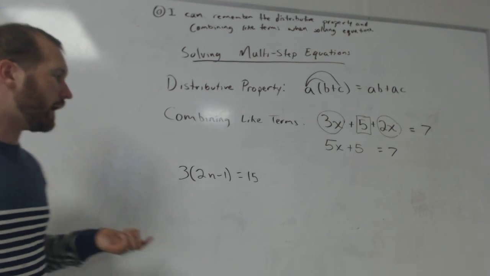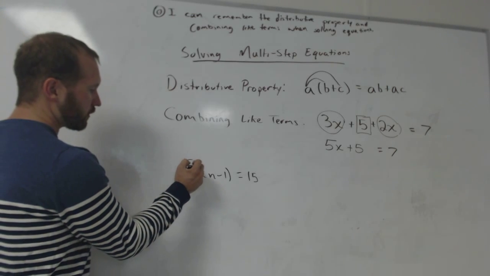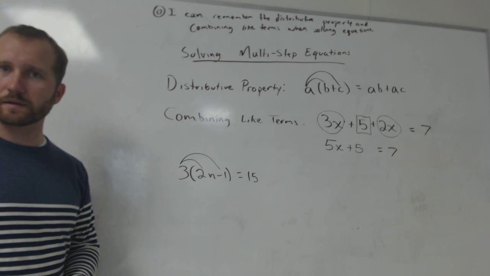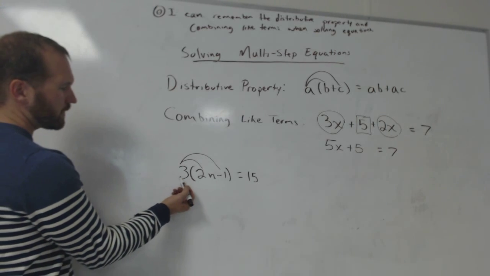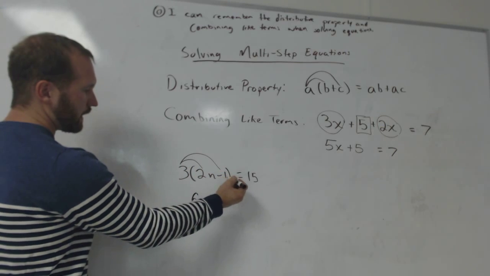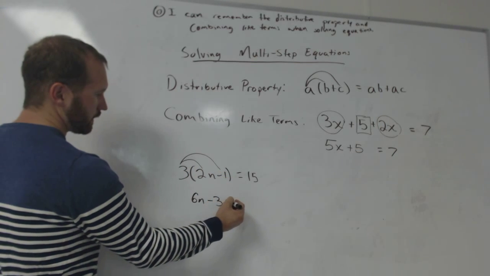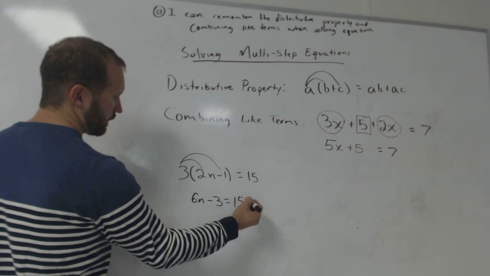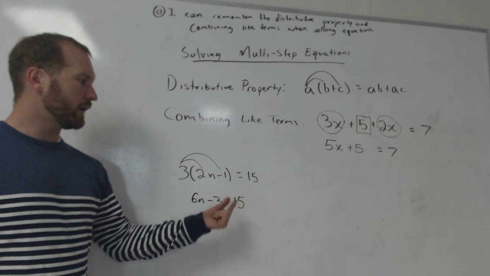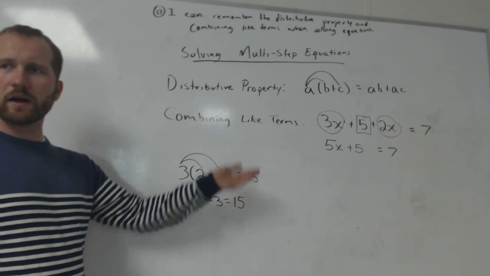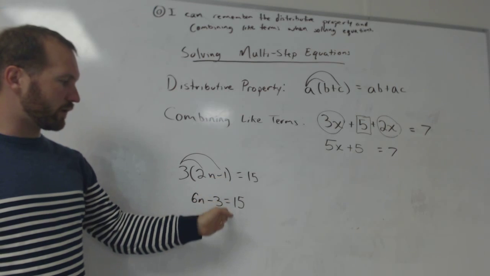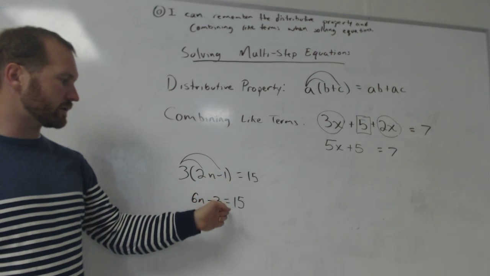Distributive property. Yeah, I have to distribute the 3 across those parentheses. Rainbow. So 3 times 2n is going to be 6n. 3 times minus 1 is minus 3. The 15 doesn't change, right? That's on its own side of the equation. This equal sign is like a concrete barrier, right? It separates these two halves of this equation.